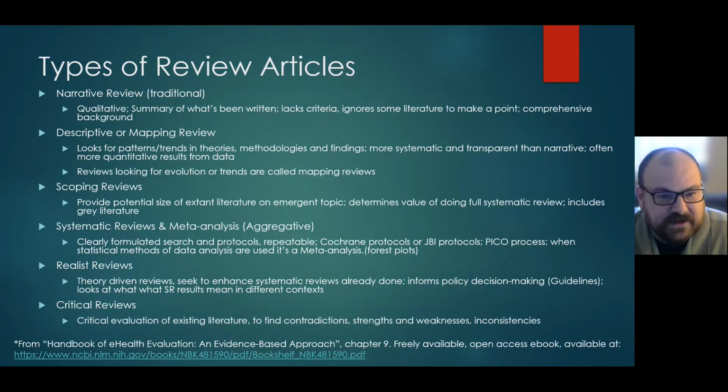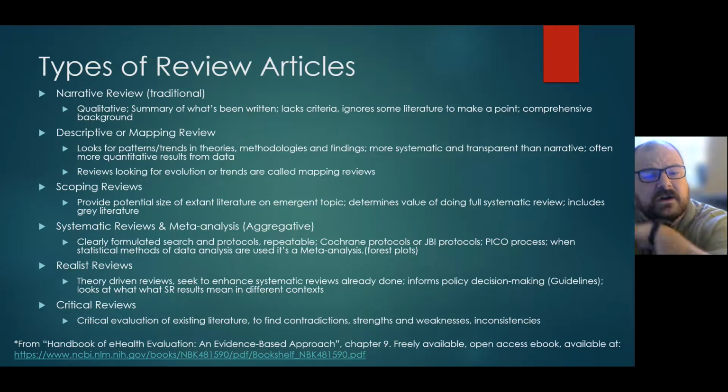Again, we already talked about systematic reviews and meta-analysis. These are aggregative, so they have clearly formulated search protocols. You're either using the Cochrane Collaboration protocols or the JBI protocols. They're repeatable. If you do a systematic review properly, someone can come behind you, follow your search strategy, follow your methodology, follow your controlled vocabulary, and find the same results. They're following that PICO process: problem or patient, intervention, comparison, and outcome. That's how they're answering a clinical question. And when statistical methods are used for data analysis, that's when we're talking about meta-analysis, and that's when you want to keep your eye out for those forest plots, a dead giveaway.